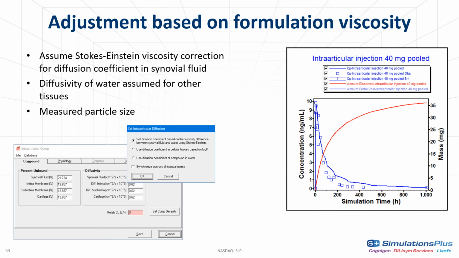To calibrate the model and get closer to the observed PK, we made some different assumptions on the diffusivity. In particular, we used the Stokes-Einstein correction for the diffusion coefficient in the synovial fluid, and then we assumed an aqueous diffusion coefficient for the other tissues. Using these settings, as you can see, we were able to get a very nice match to the experimental data. So, end of story, right? Maybe not.